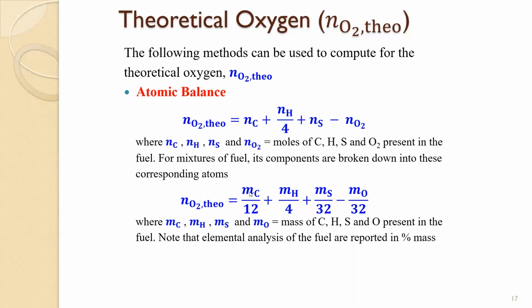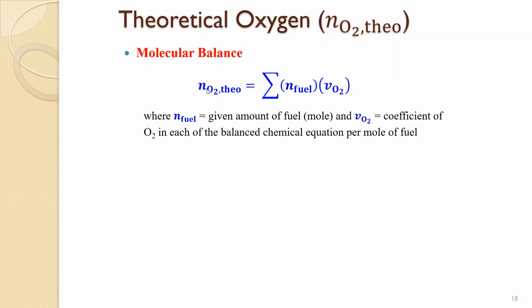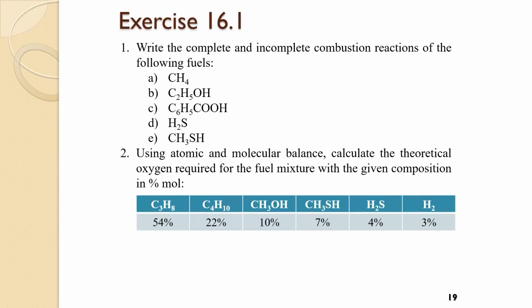In here, moles, but this one is mass. That's why look at this. Mass divided by 12 for carbon. Mass divided by 4. Why 4? Because the mass of hydrogen is 1 times 4. That's why 4. Mass of sulfur is 32. And oxygen is 16 times 2, that's why 32. Because it's O2. So for molecular balance, the theoretical oxygen is basically the number of moles of fuel times the coefficients of oxygen in each of the balanced chemical equations.